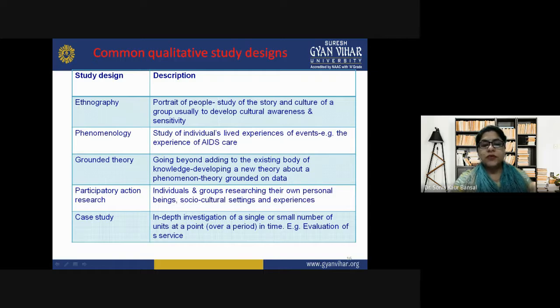When we talk about grounded theory, it goes beyond adding to the existing body of knowledge, developing a new theory about a phenomenon, with the theory grounded in data. Then participatory action research: individuals and groups researching their own personal beings, socio-cultural settings and experiences. Case study: in-depth investigation of a single or small number of units at a point or over a period of time, or evaluation of a service. This is how the study design deals with qualitative study designs.